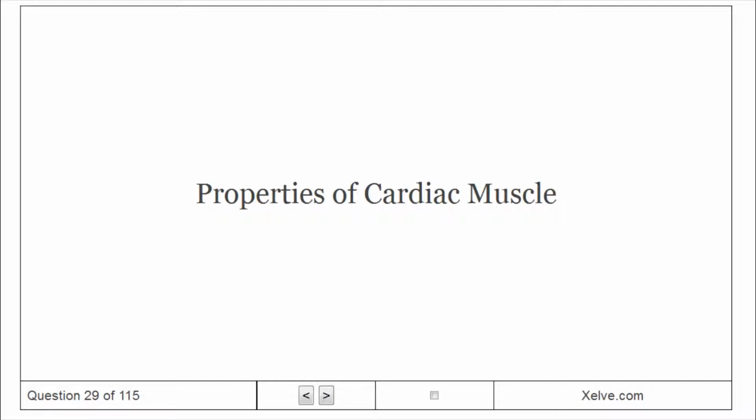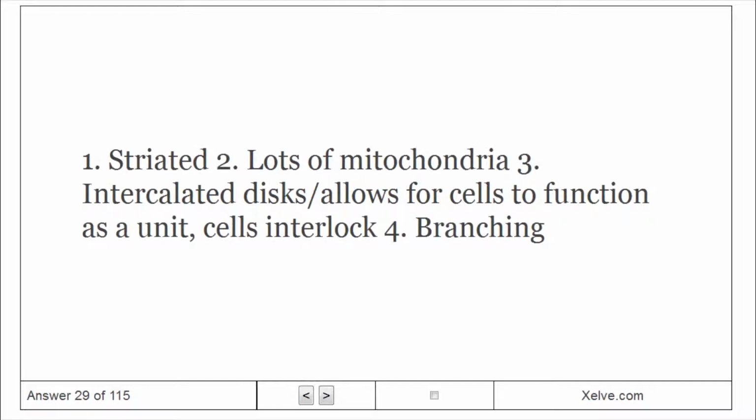Properties of cardiac muscle. 1. Striated, with lots of mitochondria. 3. Intercalated discs, allow cells to function as a unit. Cells interlock. 4. Branching.